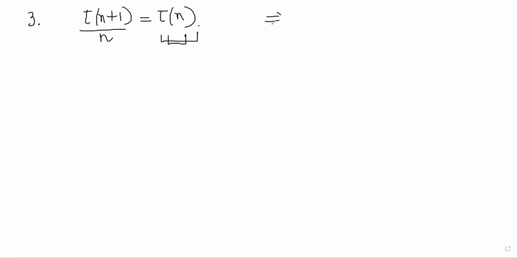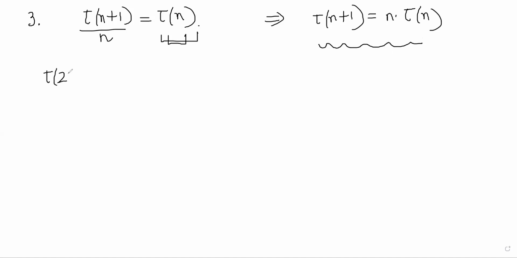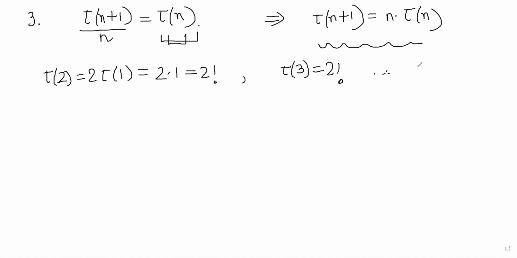So that implies that Γ(n+1) is equal to n times Γ(n). And this is a typical property of factorial. So we can basically say Γ(2) is equal to 2 times Γ(1), which is 2 times 1, which is 2 factorial. Similarly, Γ(3) is 2 factorial, and so on. So we get basically the property that Γ(n) is equal to (n minus 1) factorial, right? This definition looks like a factorial definition for n an integer.